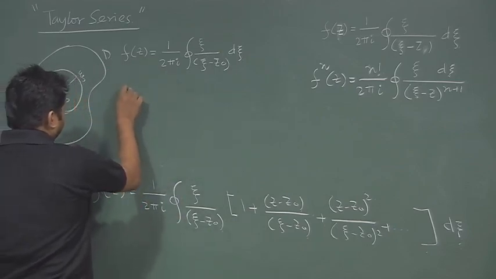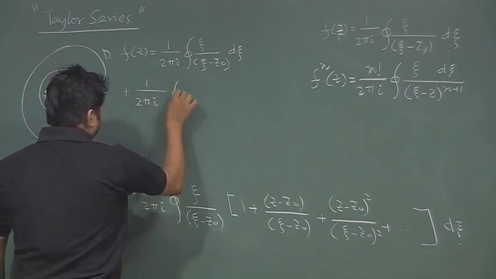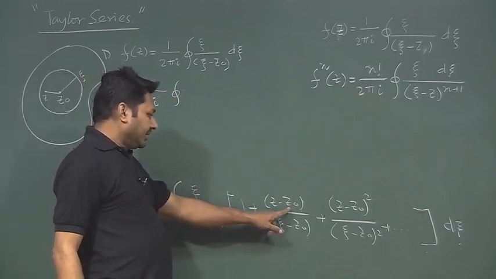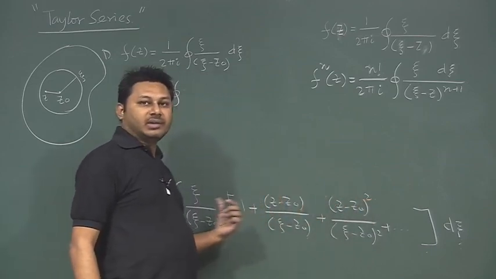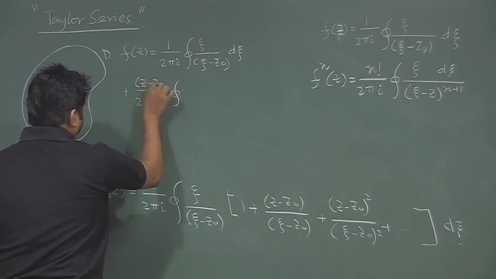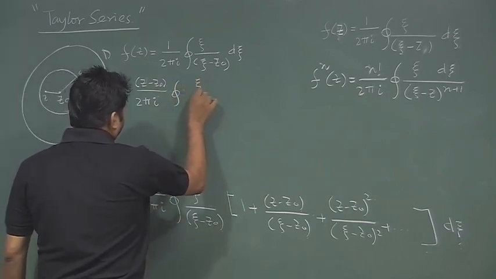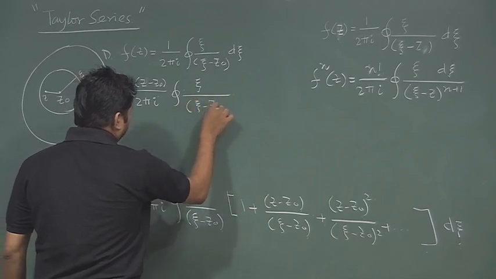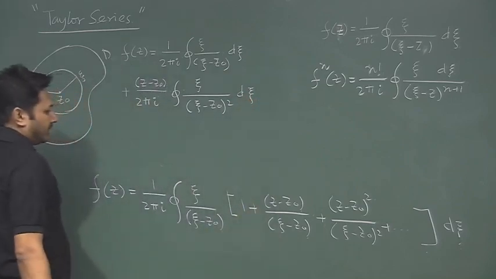What is my second term? Plus 1 by 2 pi i integration of, please note that (z minus z0) square, all things are not a function of xi. So, I can take it outside. So here it will be z minus z0 going outside, then f(xi) divided by (xi minus z0) square. This is my second term.